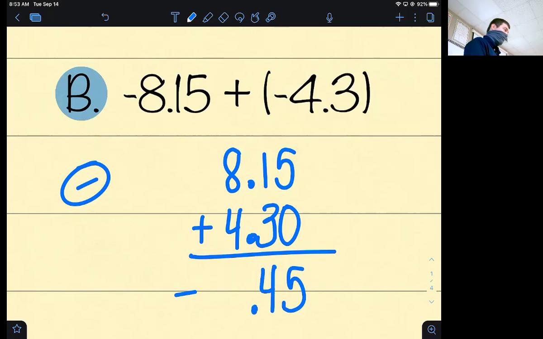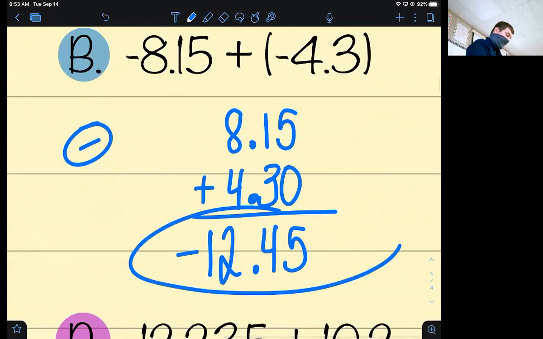1 plus 3. Drop down a decimal point. 8 plus 4. And Hannah said it's negative, so negative 12.45. They join forces. They get bigger. Actually, they get smaller because it's more negative, but that's okay if we don't want to think about it that way.